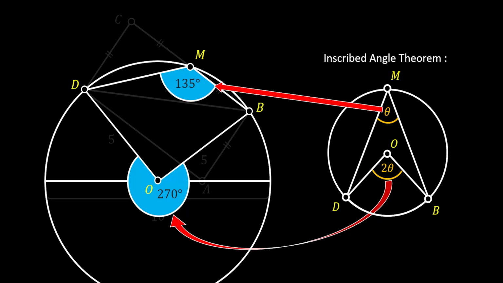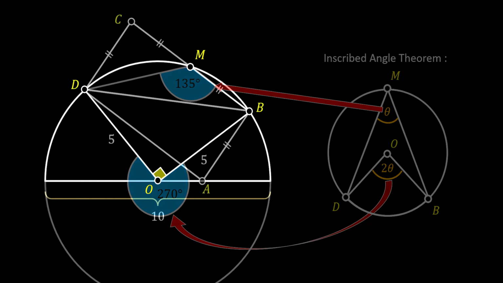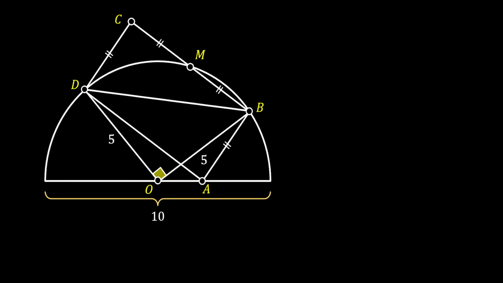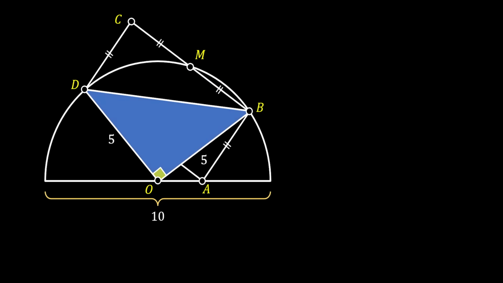This is awesome because we know that the overall angle at the point O is 360 degrees. So this means that the remaining angle DOB must be 360 minus 270 degrees, which is a 90-degree angle. And now let's go back to our previous sketch. Now we can clearly see that our triangle DOB is again an isosceles right-angled triangle with the side of 5.